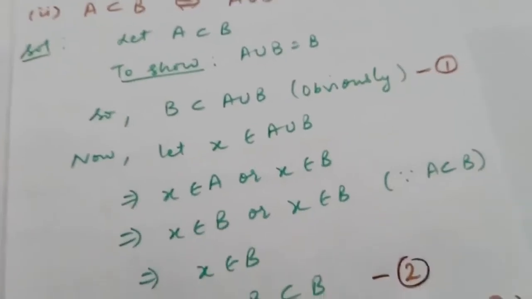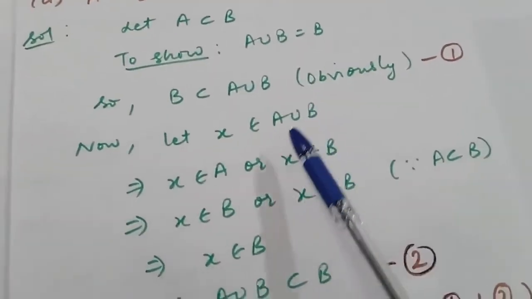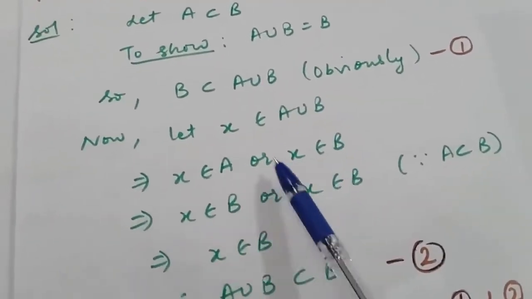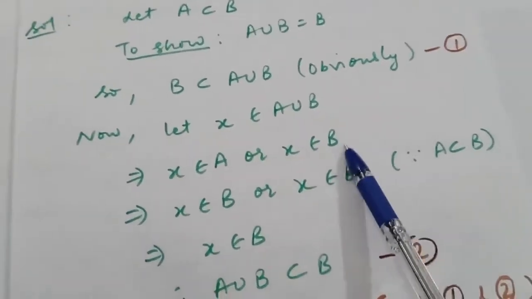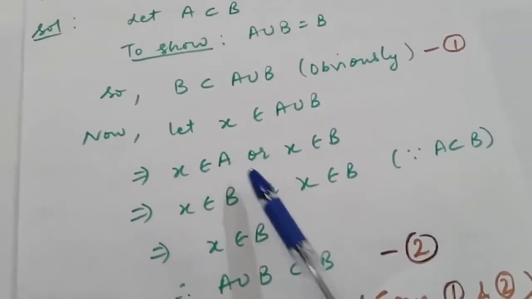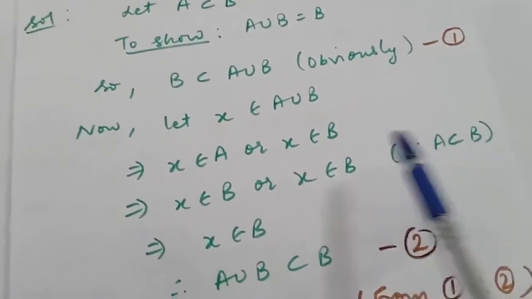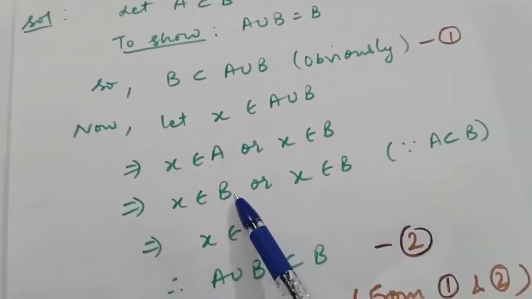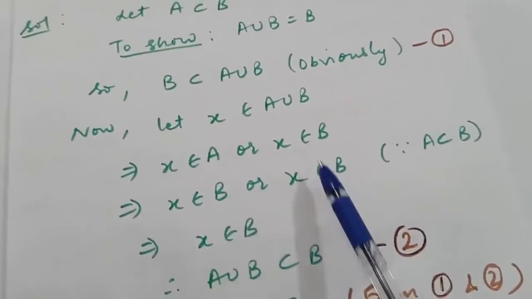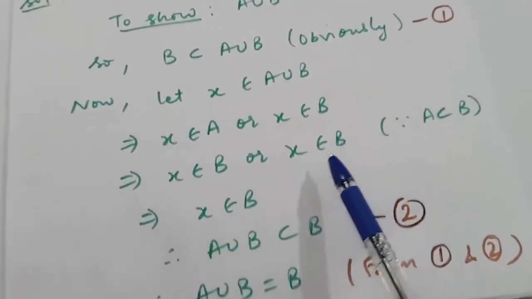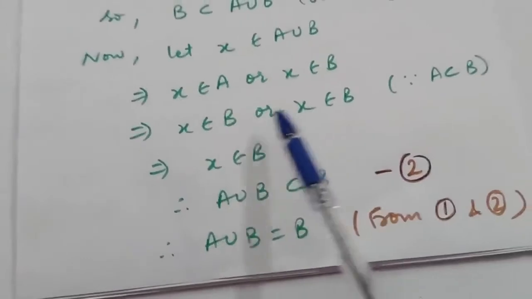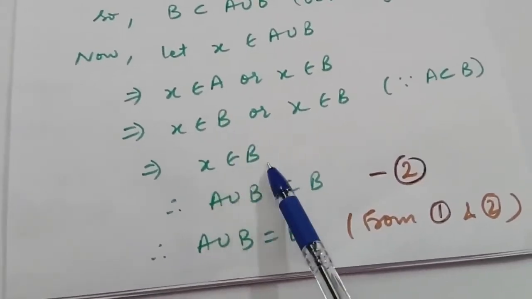So let X belong to A union B. It means either X belongs to A or X belongs to B. Now if X belongs to A, and the given condition is that A is a subset of B, so X belongs to B. Or, if X belongs to B, then the same. So from both of these conditions we get that X belongs to B.